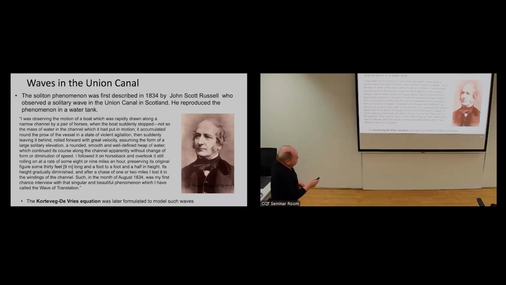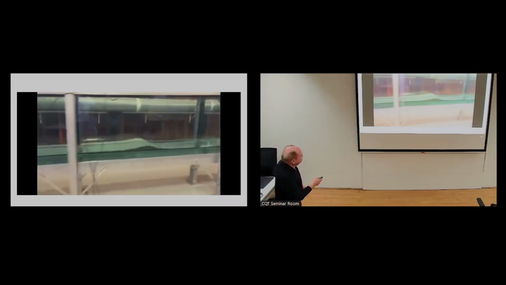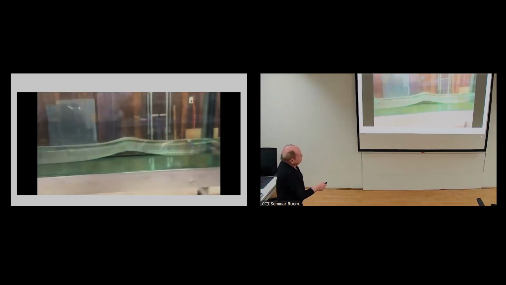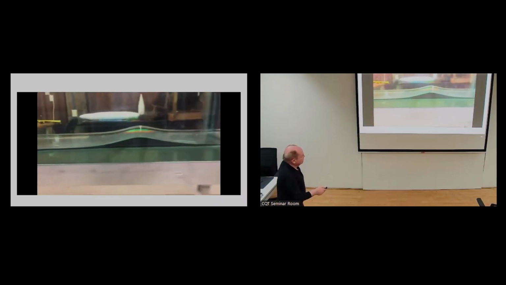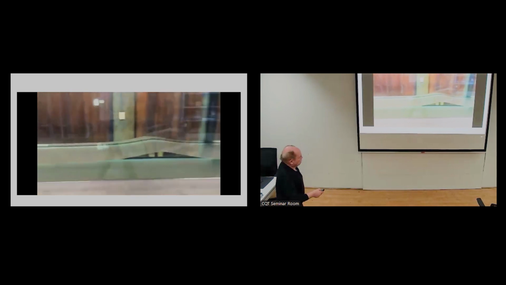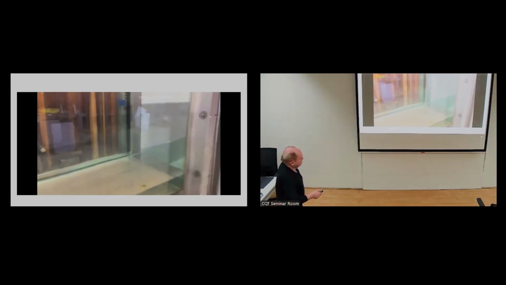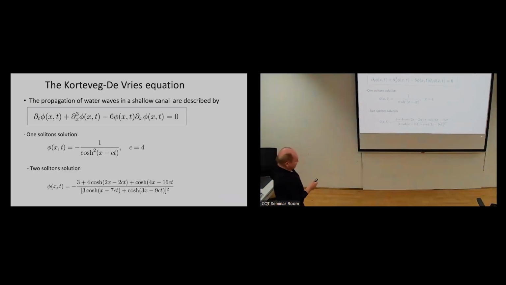And here is an experiment that reproduces what he saw. As you see, this water shape maintains its form on a long, long distance. Then it will hit a ledge and disperse. It keeps going, going, going. How come it maintains its shape for such a long time?